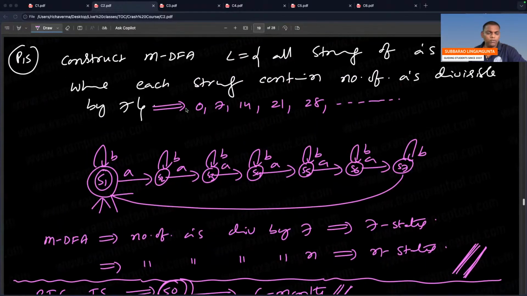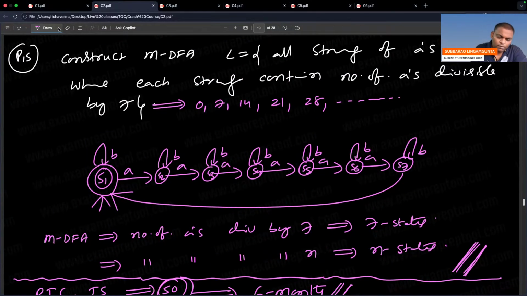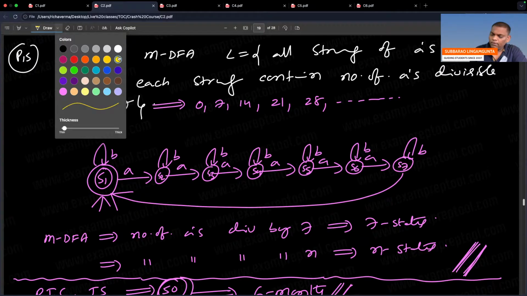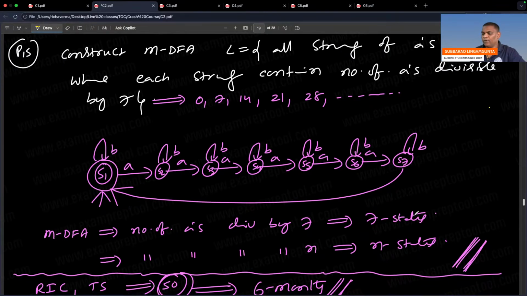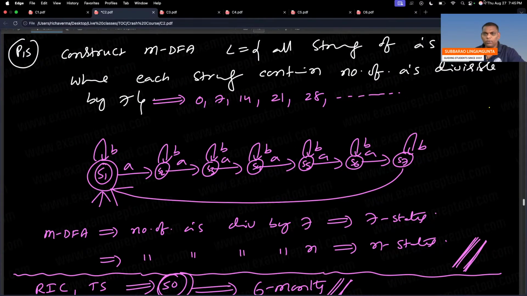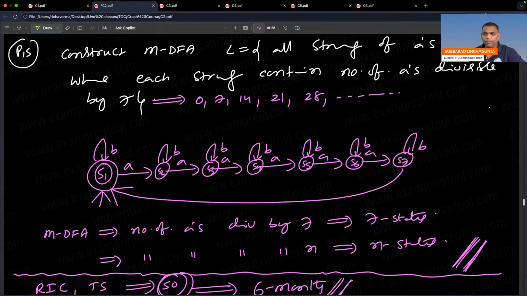This is the place where we stopped yesterday. Yesterday we stopped here, so 15 problems we have done. DFA, NFA construction, approximately we did 15 problems. Okay, let me delete if anything.